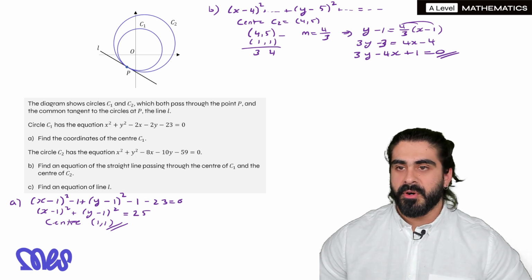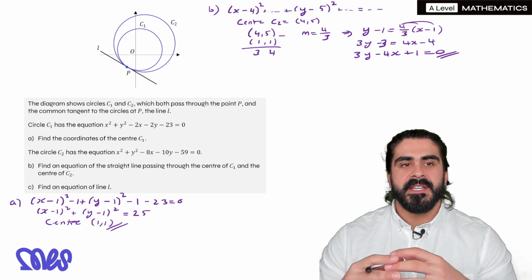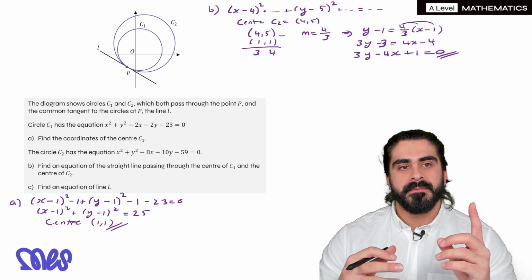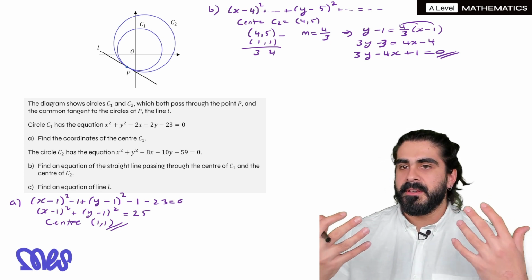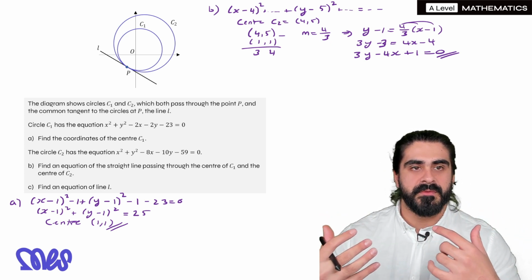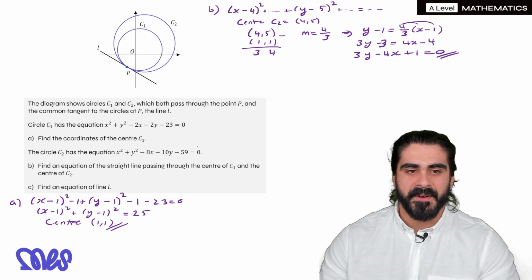So this is an interesting problem because you're thinking, okay, well, we obviously need to find the point P, right? L, we can see from the diagram, goes through P. But how do we find P? Do we do simultaneous equations with the curves or the circles C1 and C2? That's going to be quite problematic. In fact, you're not going to be able to do it.